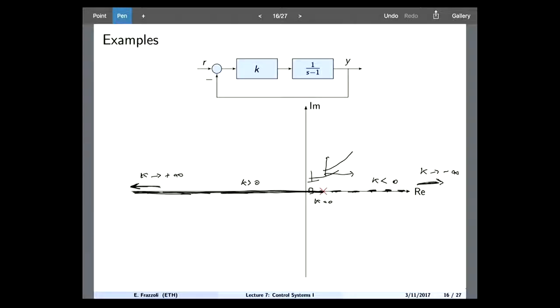But then I can keep increasing the gain, right? And I put the gain here, right? I can put my closed loop pole here, and this would be now a decaying exponential. If I increase k, what do you think will happen?